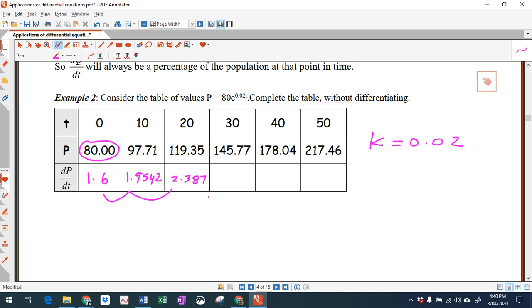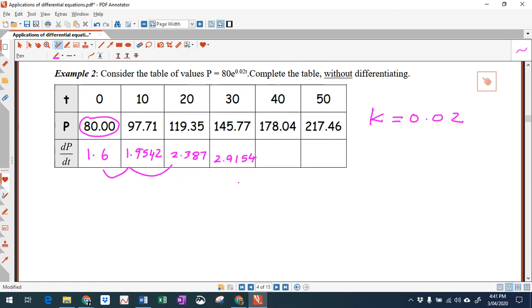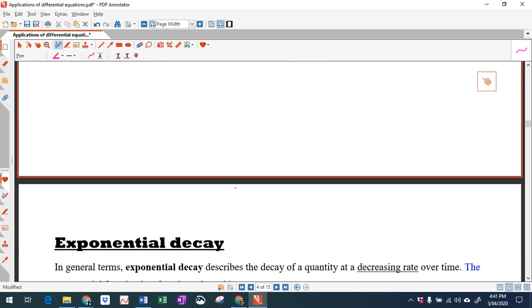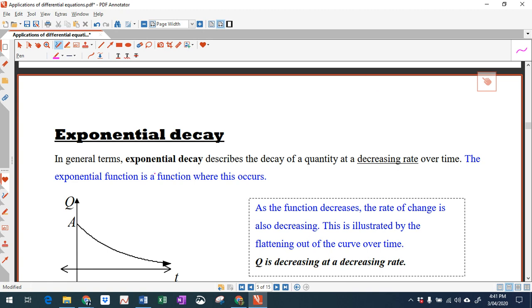So I'll take 145.77, multiply that by 0.02. That gives me the value of the derivative at that point, which is 2.9154. Okay, and you can do the other cells in the table if you so wish. Okay, now what about exponential decay?